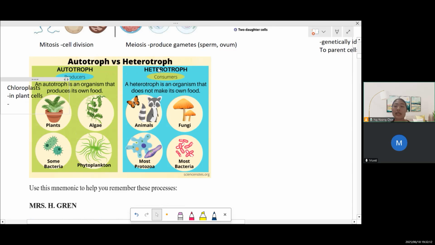Then now we talk about the heterotroph. Heterotrophs are the consumers. They are organisms that do not make their own food. So Monty, we are under this. We are consumers because we always depend on an external food source. We are animals, and also fungi. Fungi also depend on an external food source. You can see that mushrooms grow on rotten bark or rotten wood, right?